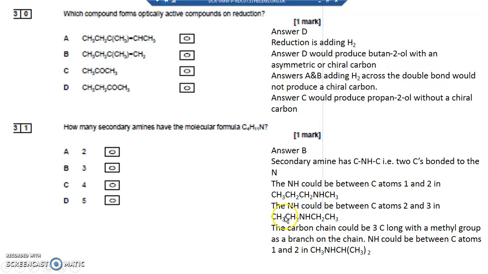If the nitrogen were here, in between these 2, it would be the same as between those 2. But you could have a branch, so C, N, H, C, and then 2 branches, 2 methyl groups, so a chain of 3 with the nitrogen in between carbons number 1 and carbon number 2, and a methyl group on carbon number 2. So your answer is B.